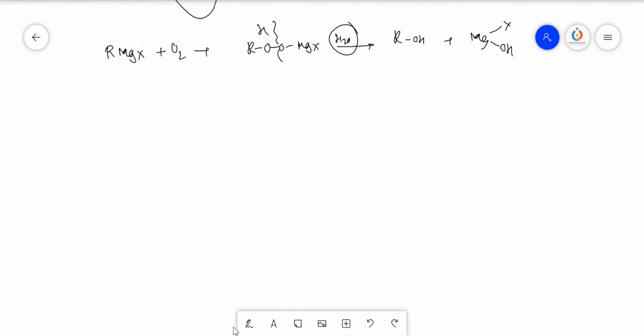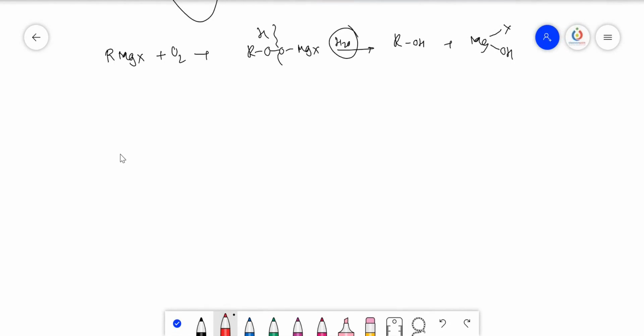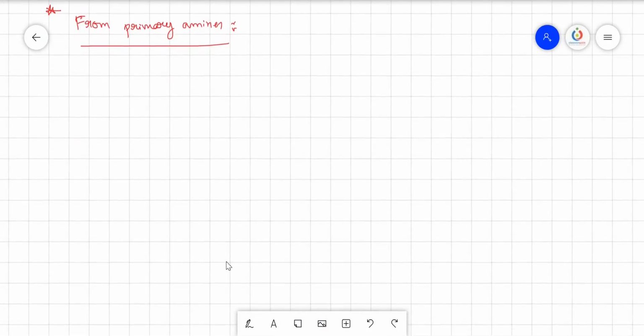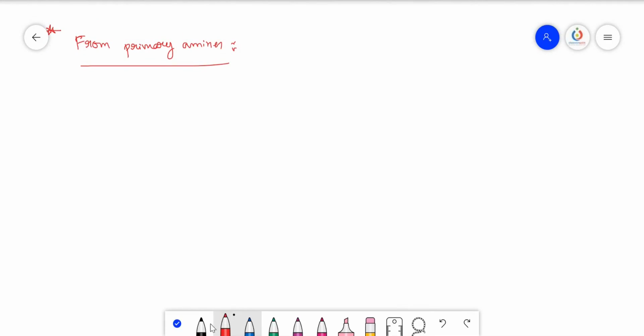Now let us see how to get alcohols from primary amines. It's one of the important reactions from primary amines. I'll tell you why this reaction is so important, because people get confused about the reagents used with primary amines.